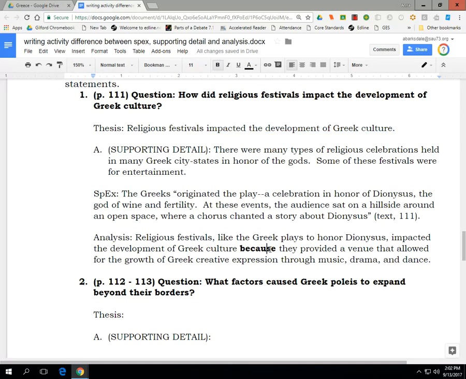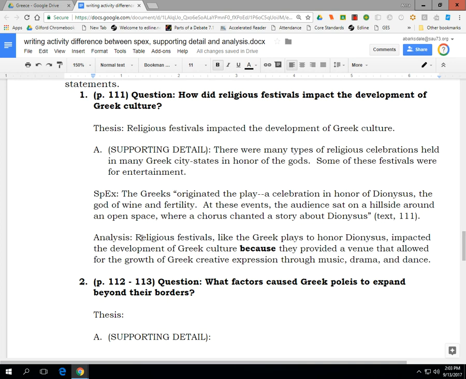Because, and this is the part that comes from my brain, this is my defense. They provided a venue that allowed for the growth of Greek creative expression through music, drama, and dance. And that to me justifies it. It's a creative means that allows the Greeks to express themselves. So religion led to plays, which allowed the furthering of Greek music, drama, and dance. So I've made a correlation that it impacts culture by allowing people to have a way to creatively express themselves. And I did it in one sentence.